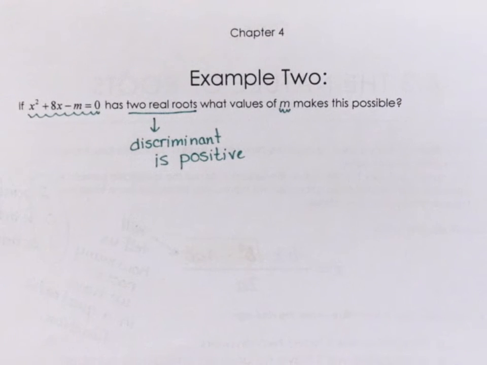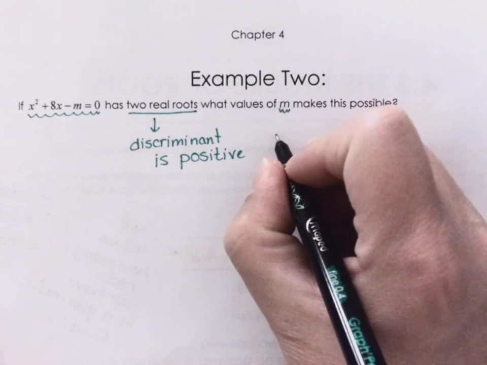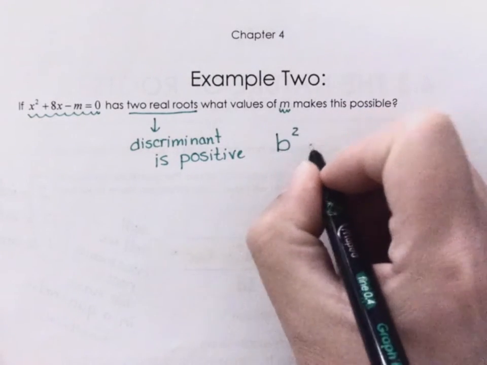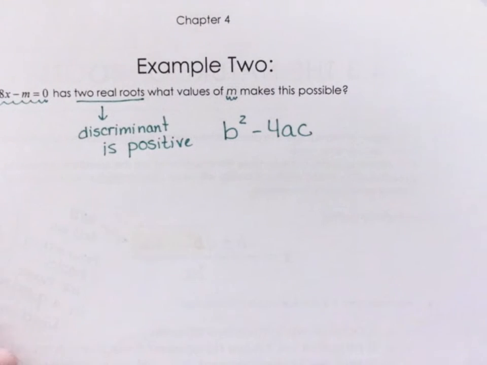Everybody got one laying down here? Okay. All right, so we're going to make a statement. The discriminant is positive. So really what we're saying is b squared minus 4ac, and we're going to write this as an inequality. It has to be positive. So what inequality would I use here?